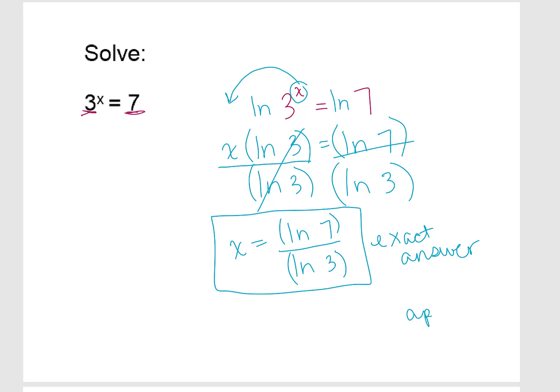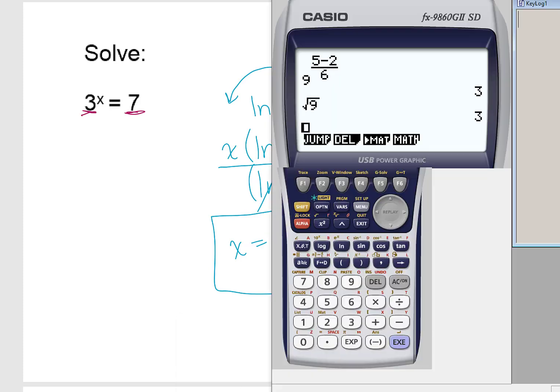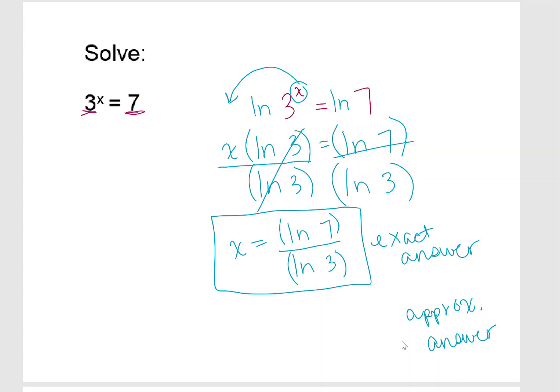If they want an approximated answer, then I would enter it into my calculator and follow directions on what they want me to round it to. Natural log of 7 over natural log of 3, I get 1.7712, and it keeps going, right? Let's say they said approximate to 3 decimal places. I would look at that 1 after the 7. The next number is 2, so it's not going to round up. It'll stay the same. So it would be approximately 1.771.